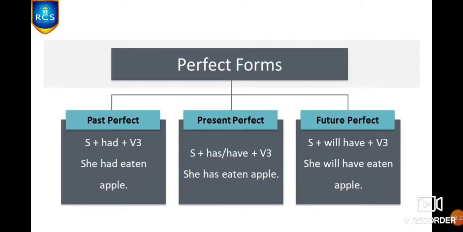Yeah, the action that gets completed at a particular point of time in present, past or future. And perfect form. First one is past perfect, subject plus had plus third form of the verb. She had eaten apple. And next present perfect. Subject plus has or have plus third form of the verb. She has eaten apple. And next one is future perfect. What is the form? Subject plus will have plus third form of the verb. She will have eaten apple.